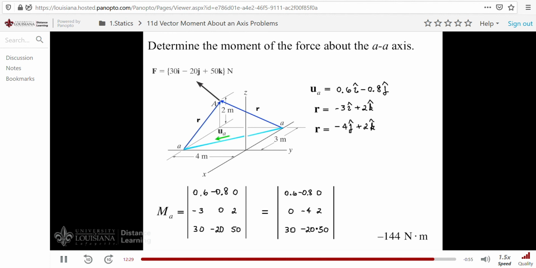Now you can expand either one of these two determinants, and when you do, you get the results here. I recommend that you stop the video and do that. Prove to yourself that the expansion of this determinant will give us our result, and also expand this one, and magically you'll find out it'll turn out to be the same number.